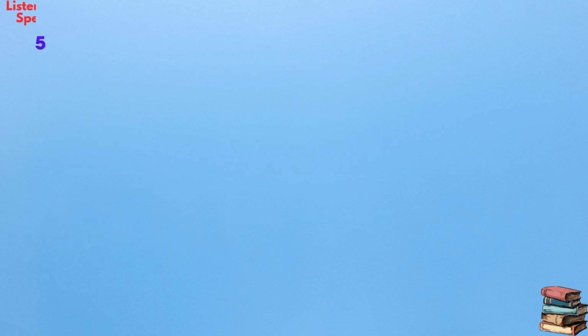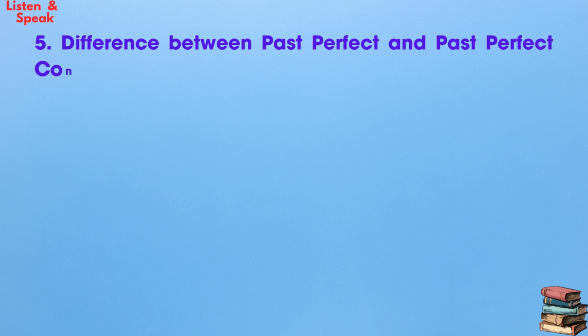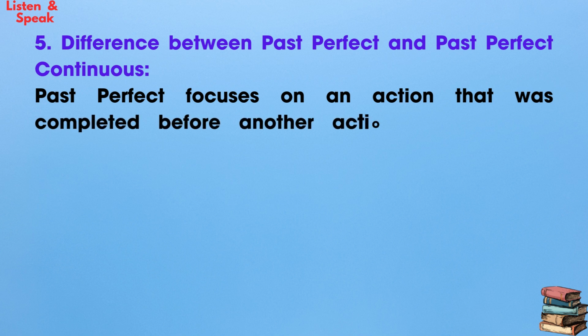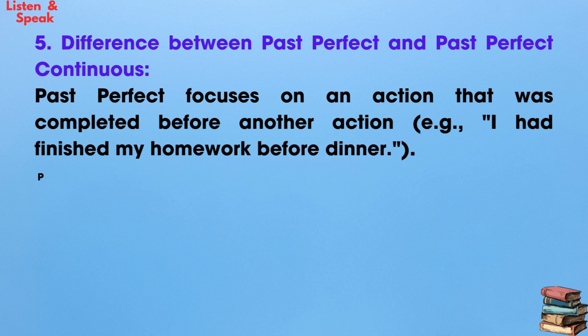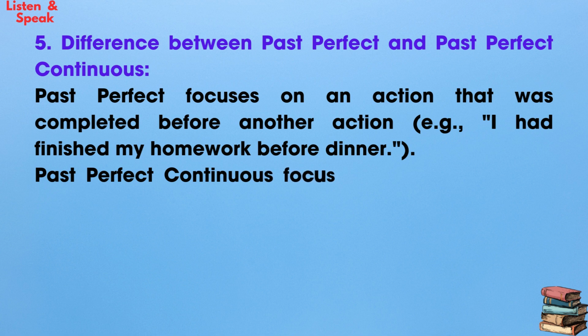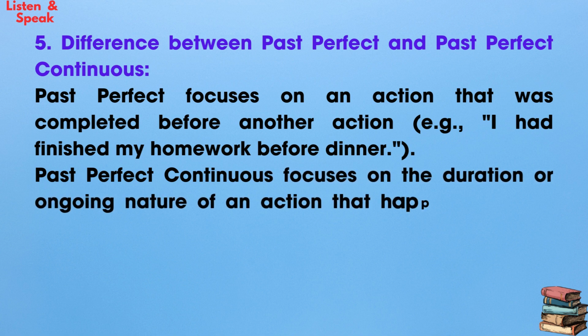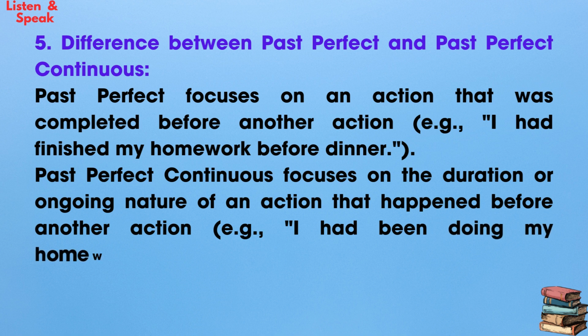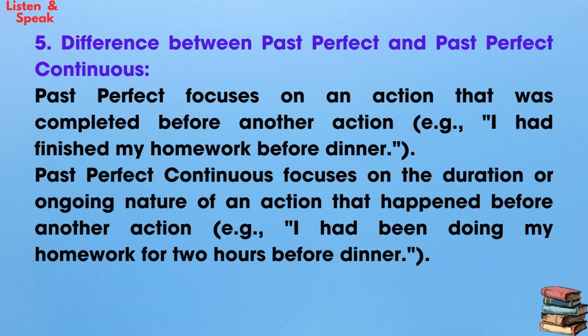5. Difference between past perfect and past perfect continuous. Past perfect focuses on an action that was completed before another action. For example, I had finished my homework before dinner. Past perfect continuous focuses on the duration or ongoing nature of an action that happened before another action. For example, I had been doing my homework for 2 hours before dinner.